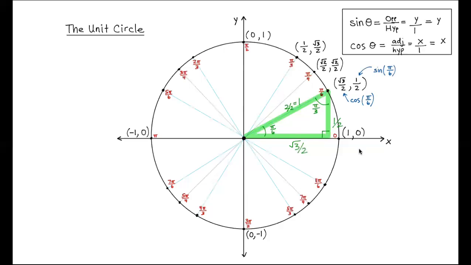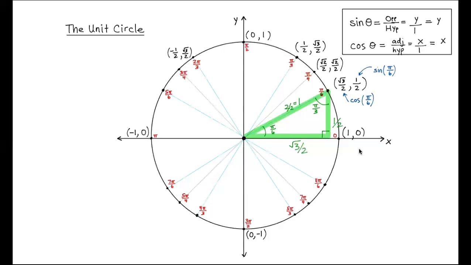From there, I can fill out the rest of the coordinates. This pi over 3 point is directly across the circle from this point here. So the y coordinate on this point would be the same, the same distance up and down. And the x coordinate is just as far to the left as the other is to the right, so this becomes minus 1/2.